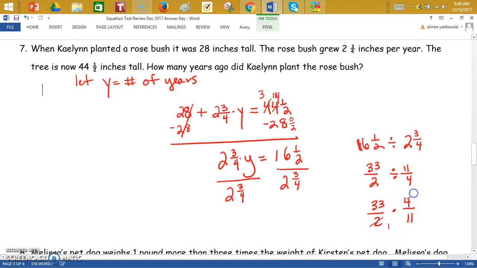2 goes into 2 once. 2 goes into 4 twice. 11 goes into 11 once. 11 goes into 33 3 times. Straight across the top, straight across the bottom. 2 times 3 is 6. It must have been planted 6 years ago.